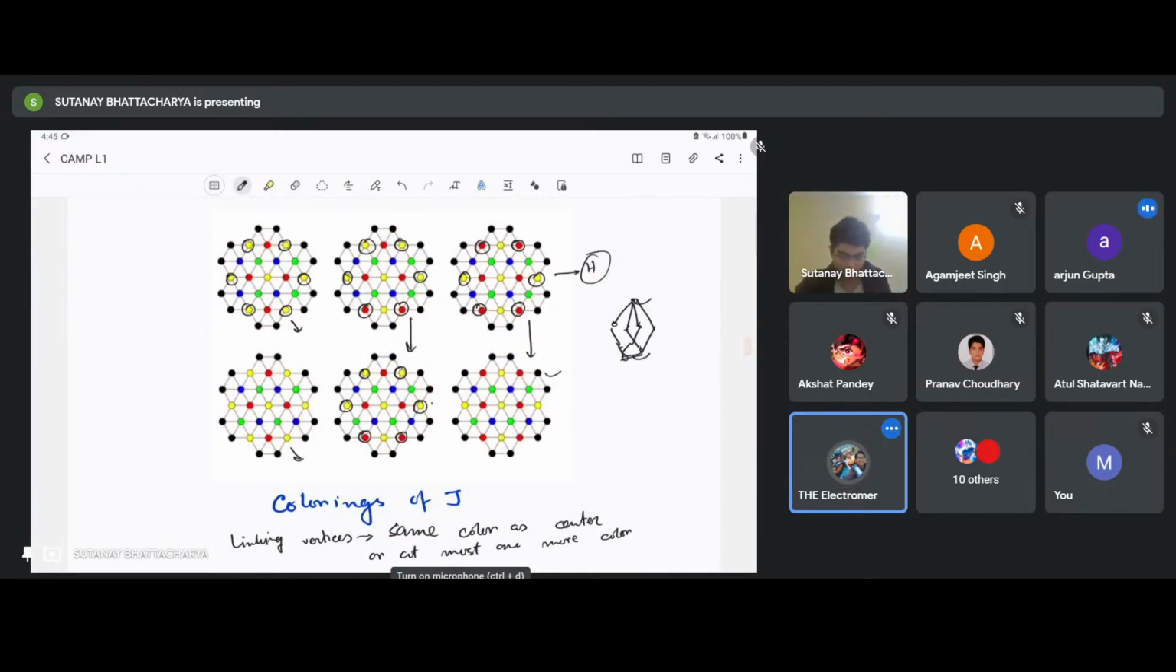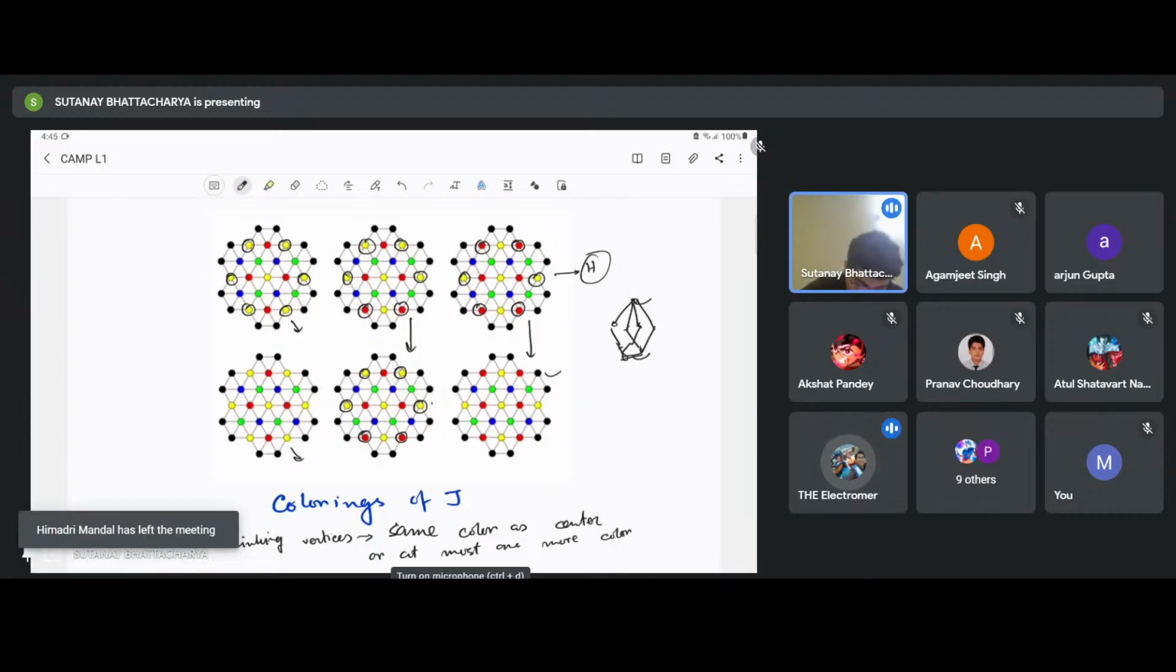Okay, I have one doubt here. In the second figure, if you look at the bottom right and bottom left hexagon, the black could be red, right? No, the black could not be red because there's already a red triangle here. We are considering colorings that do not violate the unit distance condition. So we'll only consider so-called proper colorings. This can't be red because there is already red here.